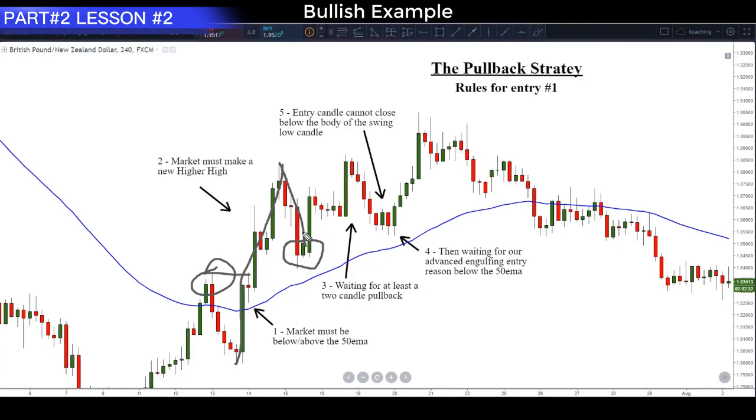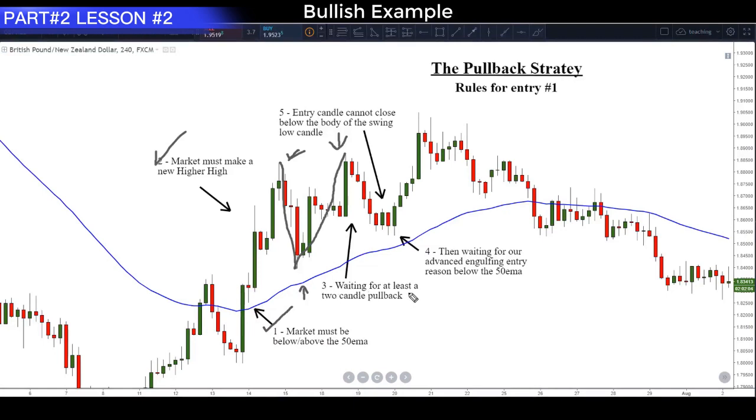But what we can look for even after this is the same set of rules. So we've had everything we need in order to classify this as being in the correct condition. We get this pullback. Now we need to start checking things off again. Are we still above the 50 EMA? The answer to that is yes, we are still above this 50 EMA. Do we break into a new higher high? The answer to that, also yes. This high is higher than the previous high. So we can check that off as well.